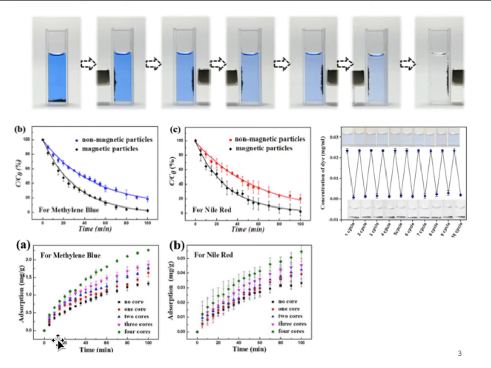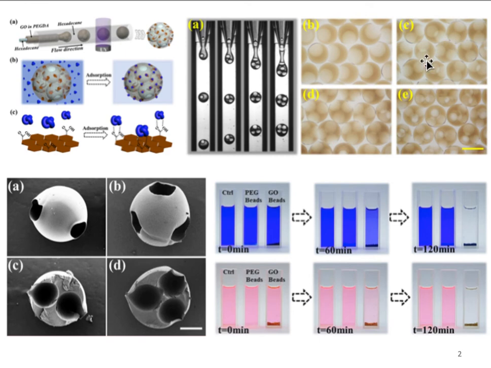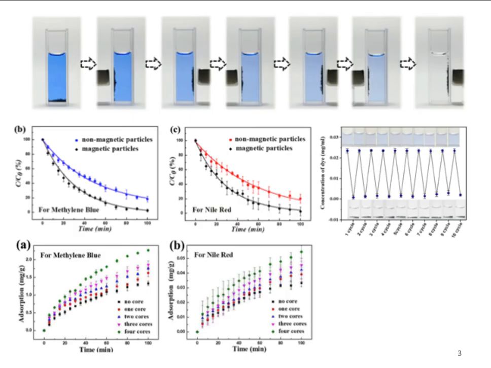And as we mentioned before, they also produce single core, dual core, triple core, and multi-core beads, and those multi-core beads were also tested for their absorption capacity. And as we see, with the increased number of cores, the absorption capacity also increased correspondingly.